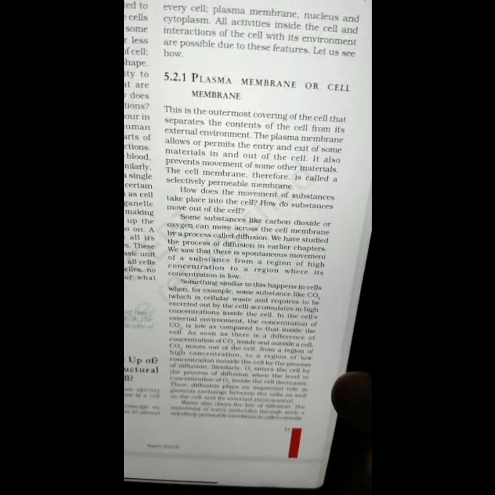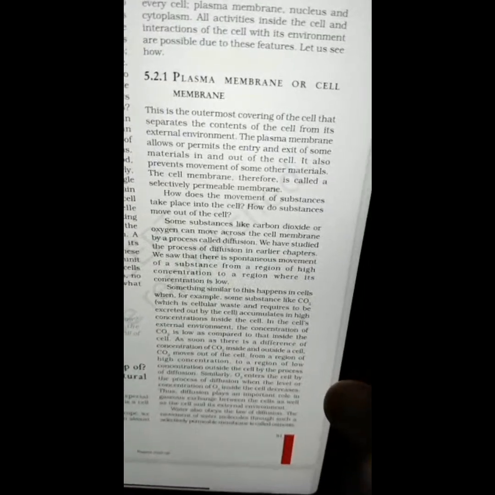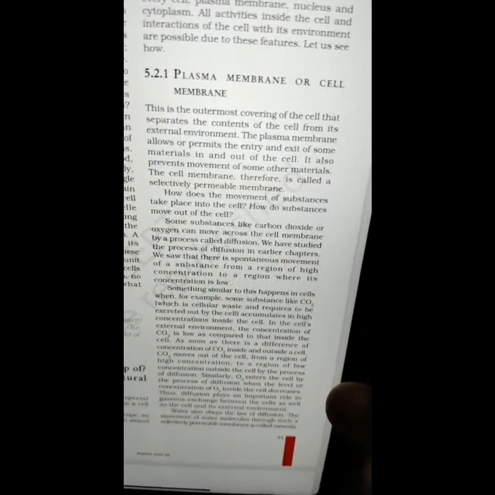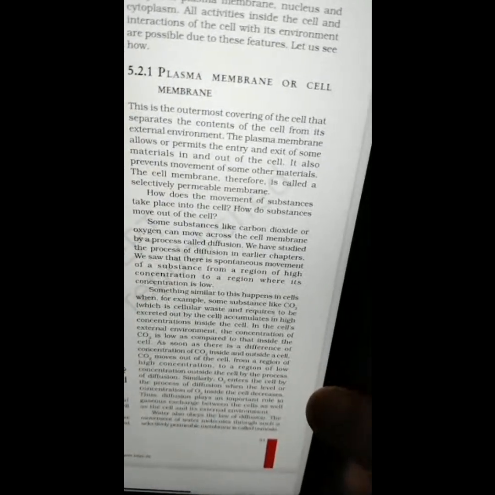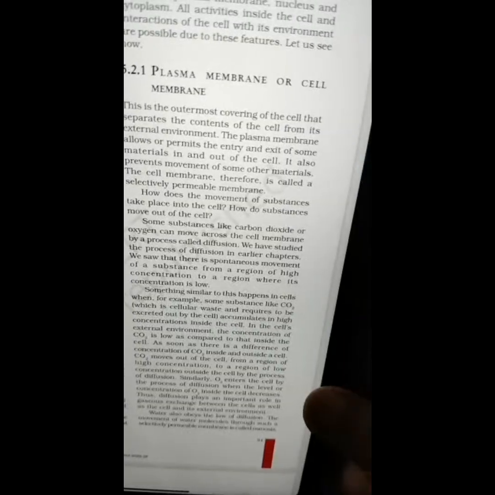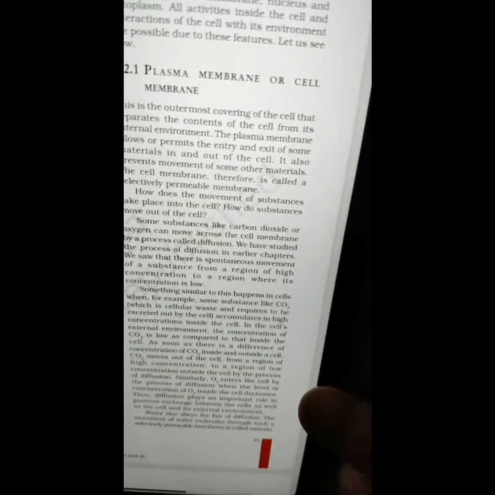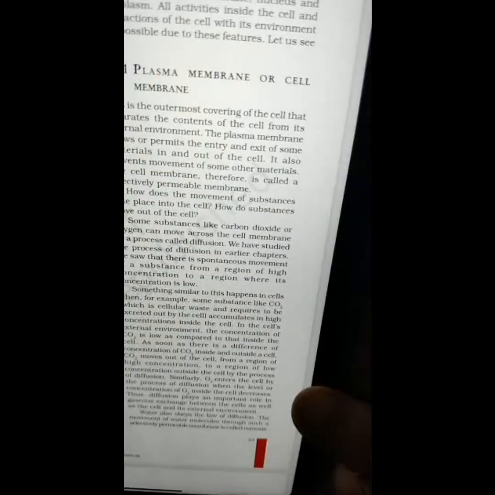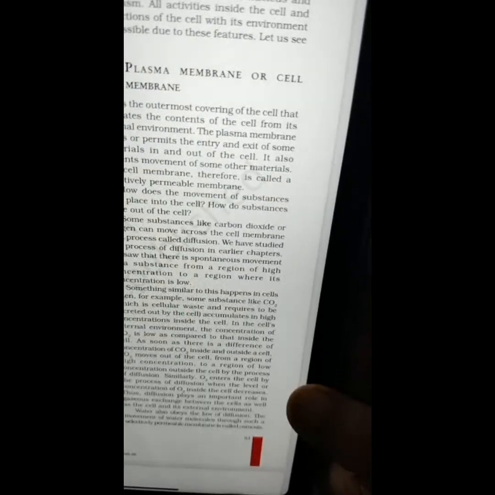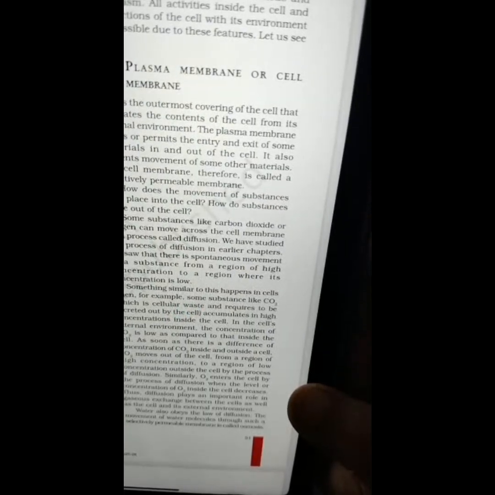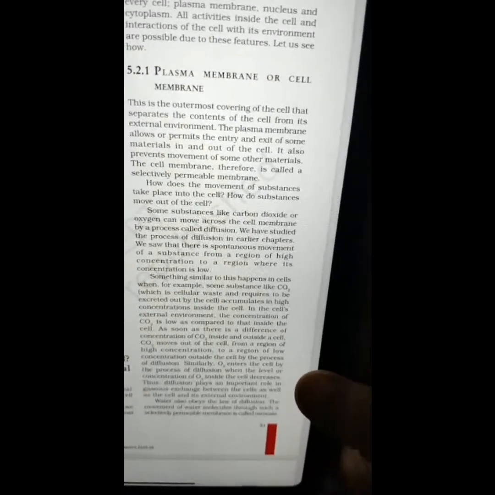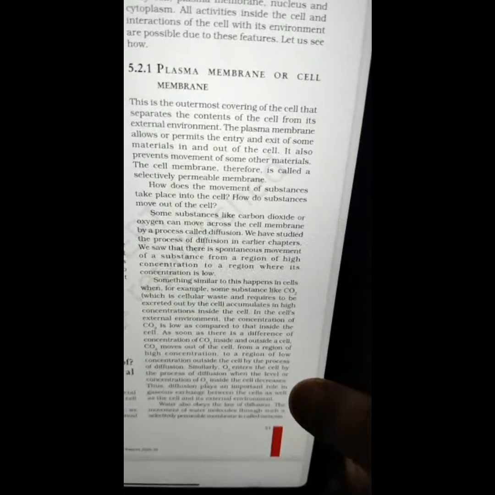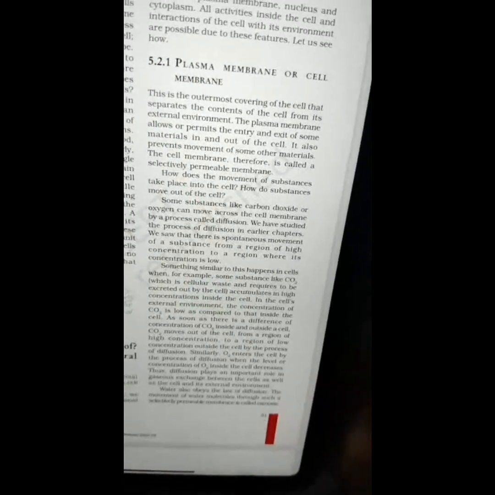Second paragraph. How does the movement of substances take place into the cell? How do substances move out of the cell? Some substances like carbon dioxide or oxygen can move across the cell membrane via a process called diffusion. We have studied the process of diffusion in earlier chapters. We saw that there is a spontaneous movement of a substance from a region of high concentration to a region of low concentration.